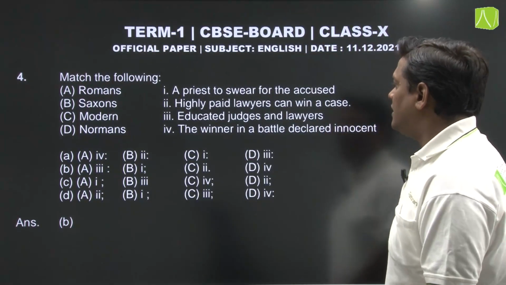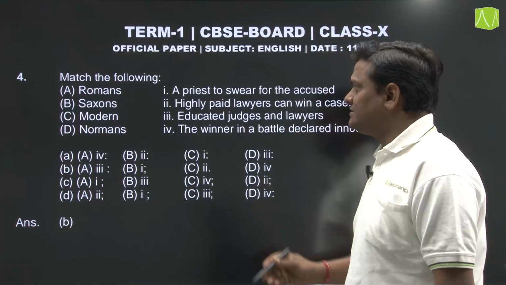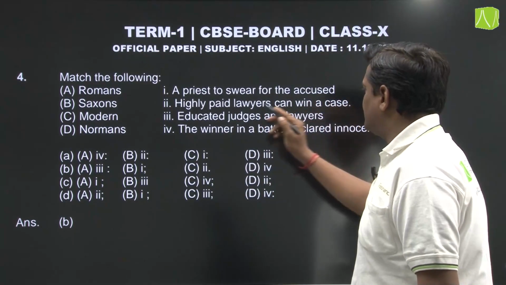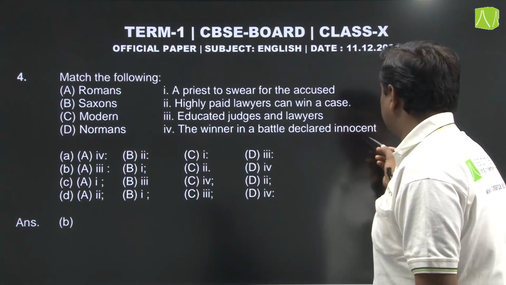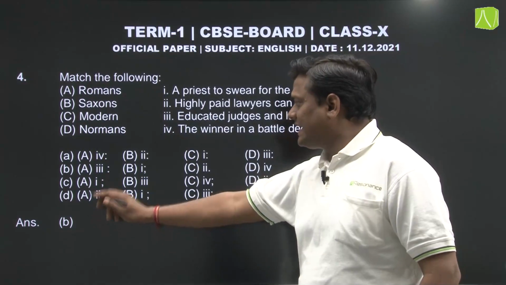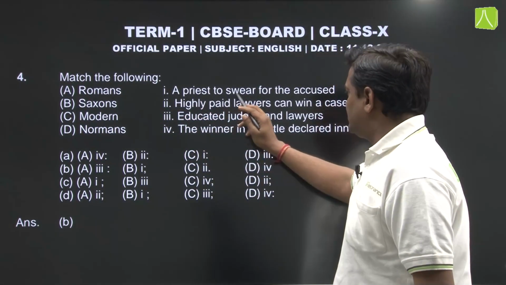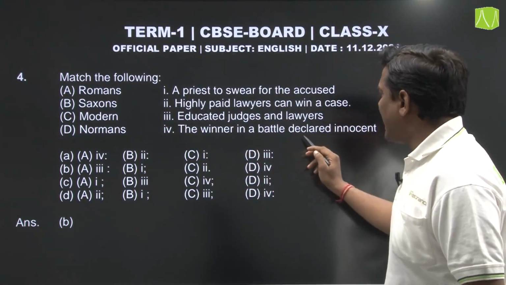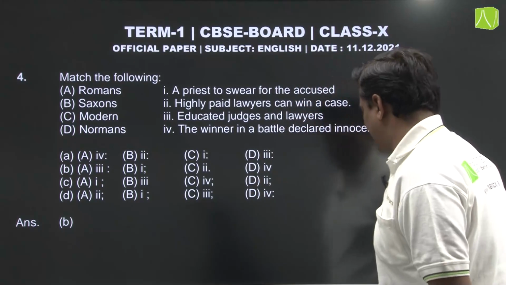Question number 4. Match the following: Romans, Saxons, modern and Normans, with the statements which define A, B, C and D. A priest to swear for the accused, highly paid lawyers can win a case, educated judges and lawyers, the winner in a battle declared innocent. So we come to know that option B is correct. We will match Romans with educated judges and lawyers. We will match Saxons with a priest to swear for the accused. Modern, highly paid lawyers can win a case, and Normans, the winner in a battle declared innocent. Option B has these matches. So option B is correct in question number 4.